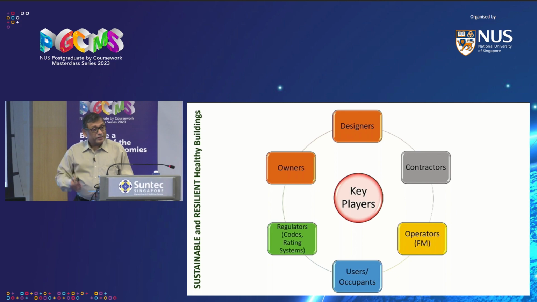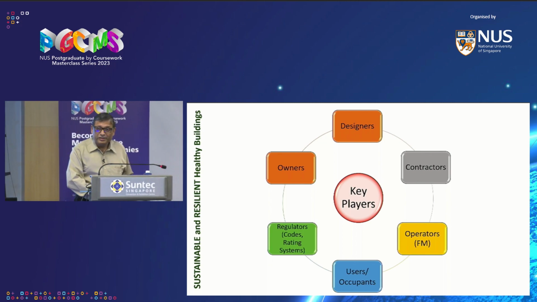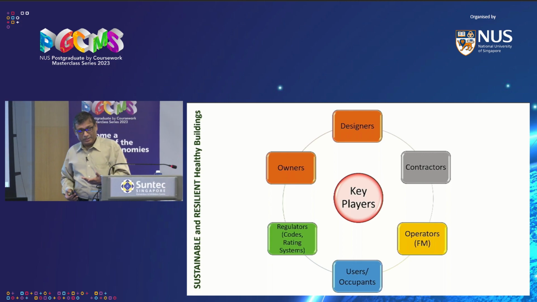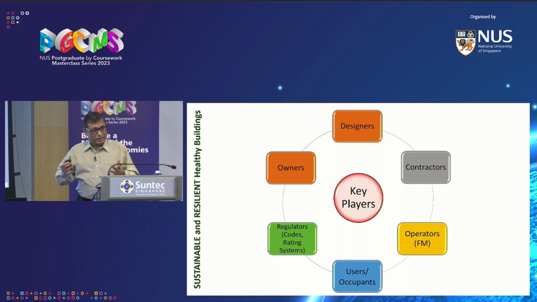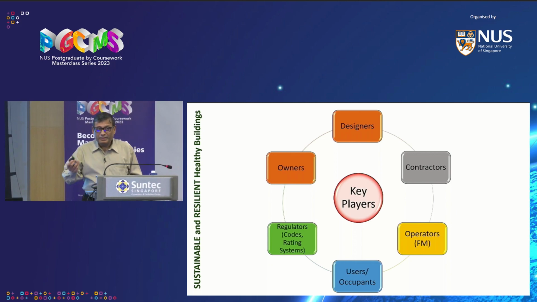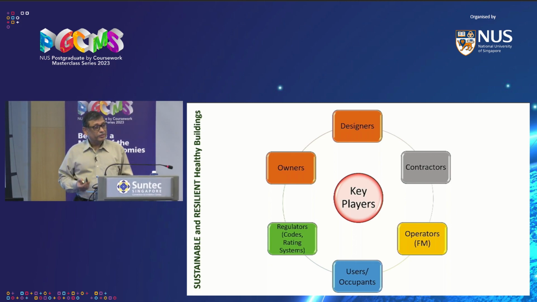Then there are contractors who actually build it. This building just doesn't appear in the form and shape it is just because someone designed it. Somebody has to build it, make it. So it is a process. The industry is well geared towards that. The contractors make these buildings happen, the physical form and shape. And then you have the operators of the building. These are the facilities managers who will operate the building in the most efficient manner.